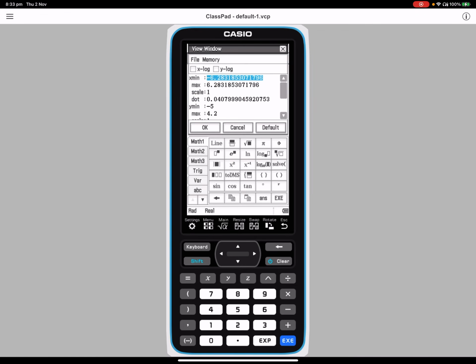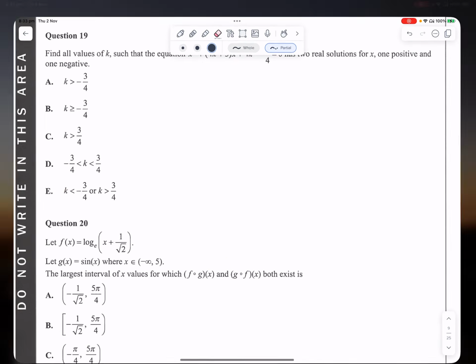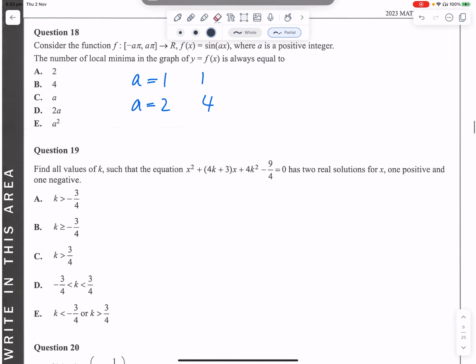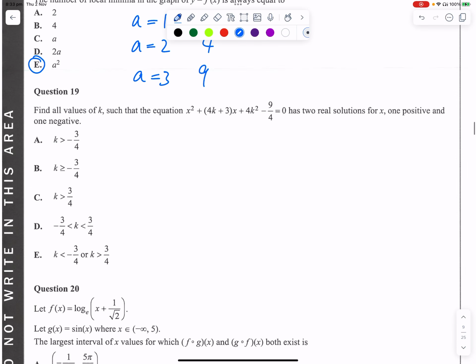And it's got to be between negative 3 pi and 3 pi. 1, 2, 3, 4, 5, 6, 7, 8, 9. Where'd it go? So a equals 3 gives 9. So it's squared. Okay, find all values of k such that it has two real solutions for x, one positive and one negative.